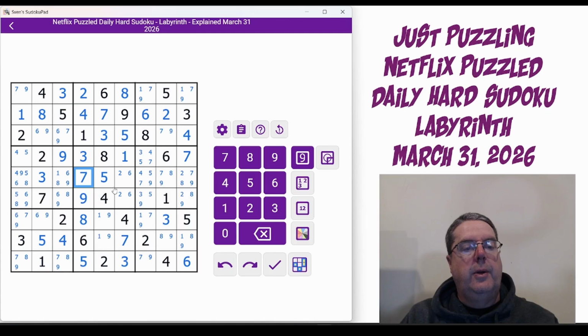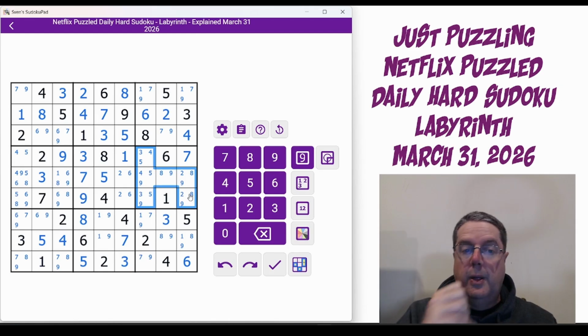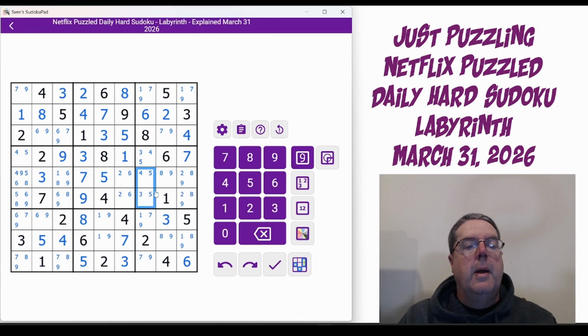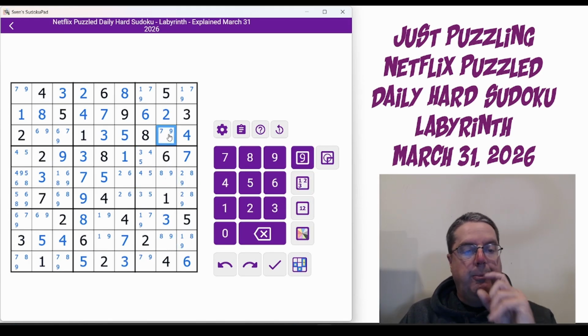7 there, 7 there, it's got 2, 6, so 7 can't be in these. We'll just do that twice. 2, 8, 9 here, so that's a triple there, so that means that this can't be a 9. 3, 5, 4, 5, 3, 4, 5, 1, 7, 9 there. 2, 8, 9, 8, 9, 8, 9, so 7 has to be here.